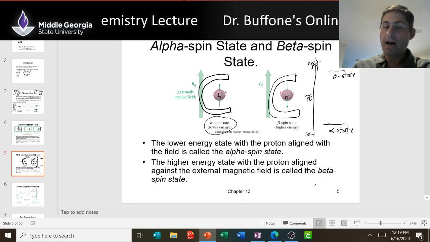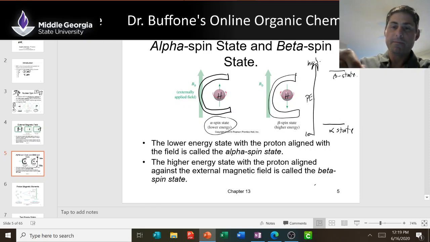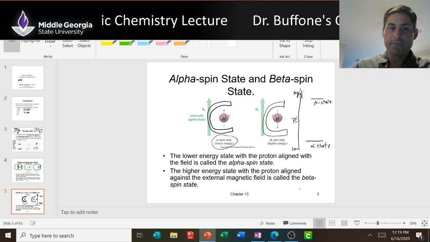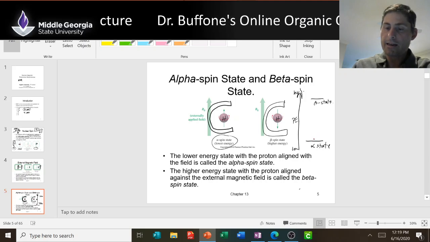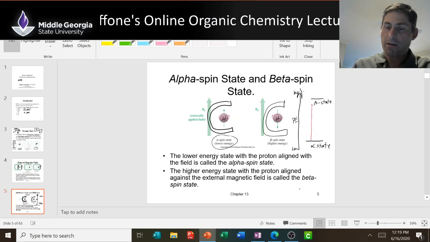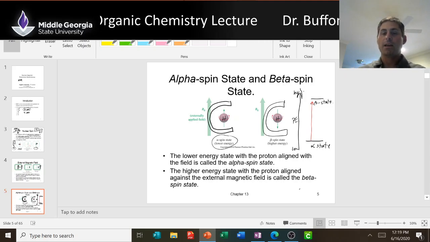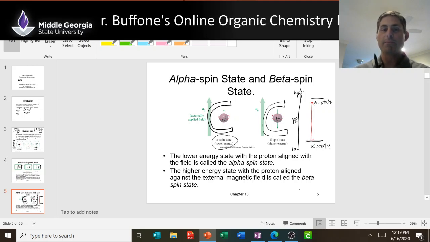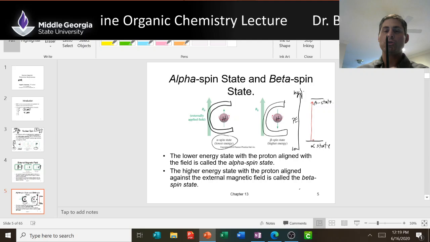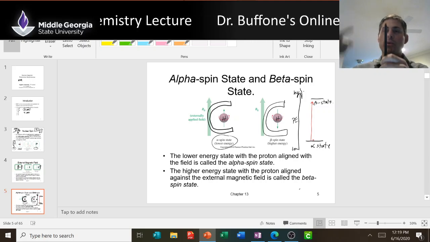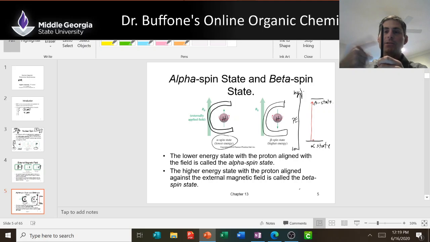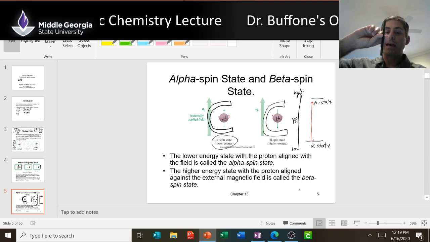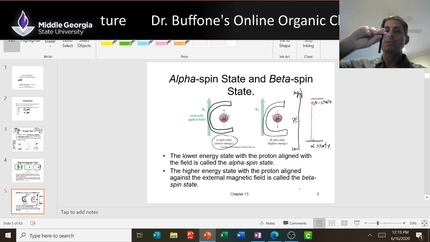If I want, I can pump some energy into this, all right? And I can get this to jump from a low spin state to a high spin state. So what we are going to do in proton NMR spectroscopy is irradiate the sample with radio frequency. You can hit that molecule that contains these nuclei with radio frequency, and that radio frequency allows the protons to flip spin states, right?